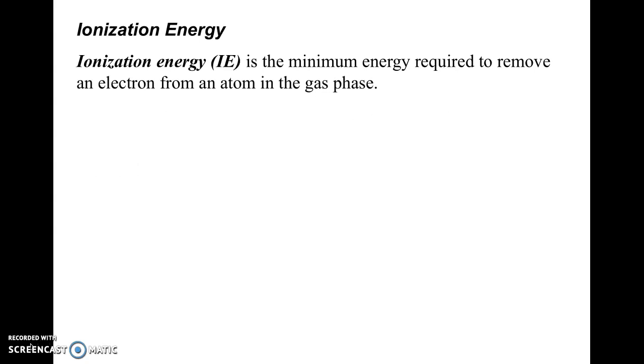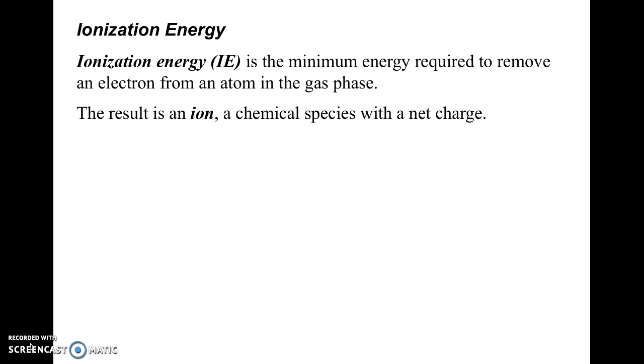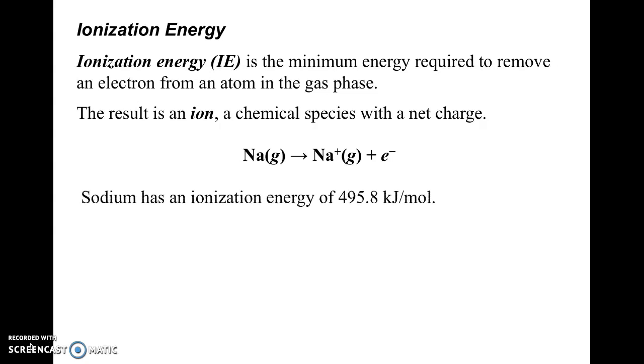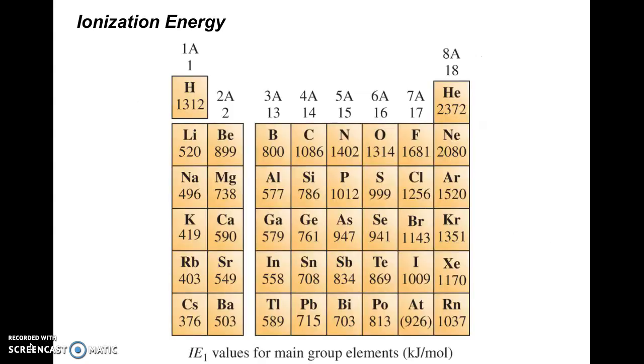So ionization energy is the minimum energy required to pull that electron off, and the result is an ion. That's a species that has a net charge. Here's an example of a reaction pulling the electron off of sodium. Sodium has an ionization of around 496 kilojoules per mole. That is the first ionization energy. That's pulling off the most loosely held electron.